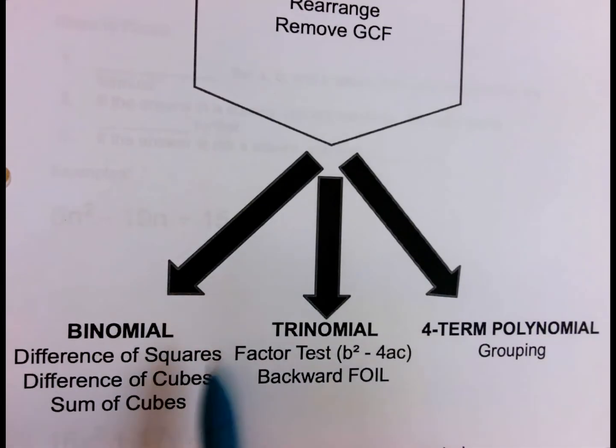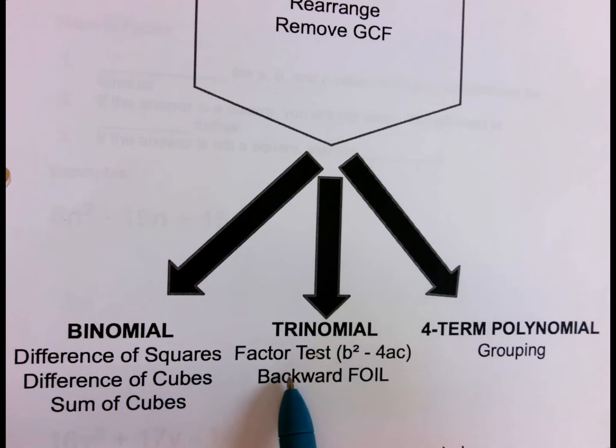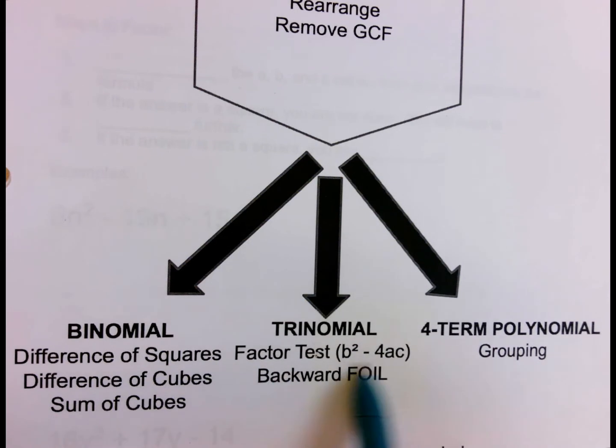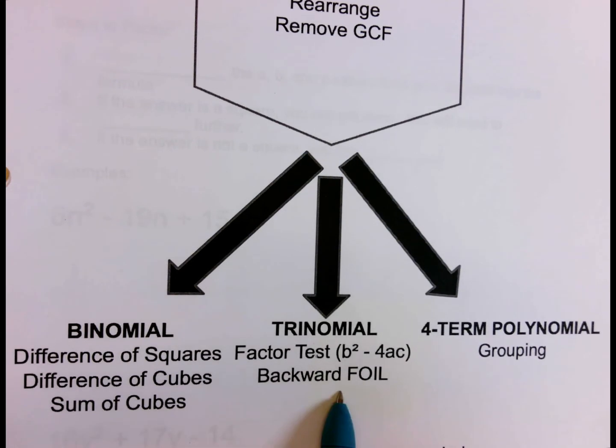Now we've already covered special cases of binomials. We've covered difference of squares, difference of cubes, and sum of cubes. So that leaves us with trinomials. What we're going to talk about today is the factor test. What this test does is it allows us to know whether or not a trinomial can be factored. Therefore, that'll save us some time.